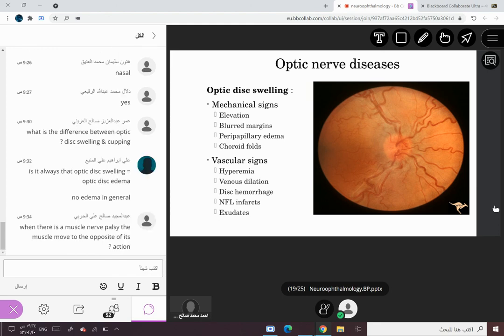When there is a muscle nerve palsy, the muscle moves to the opposite of its action. Not always, Abdulmajeed, but if there is an overaction or if there is a movement, yes, but not always to the opposite of its action. We cannot say it is a common rule. Sometimes yes.